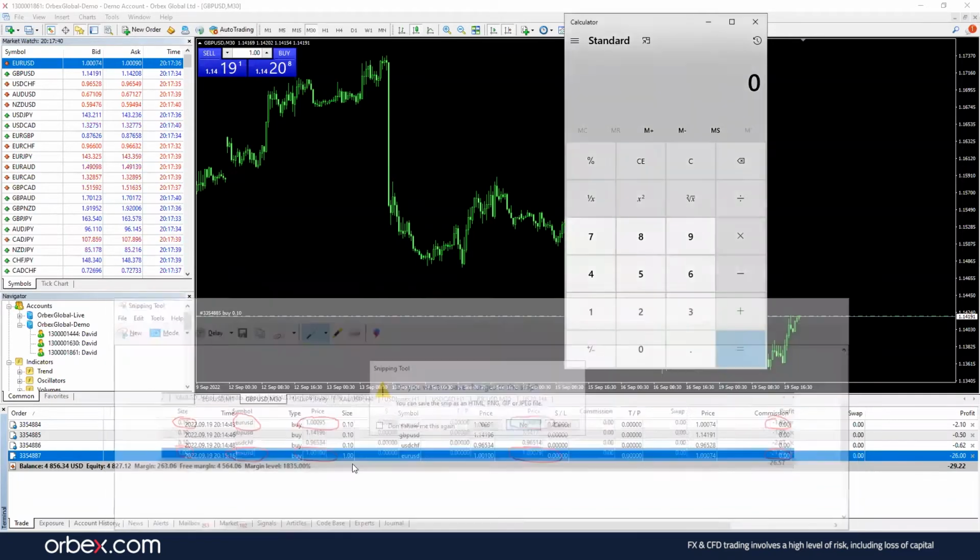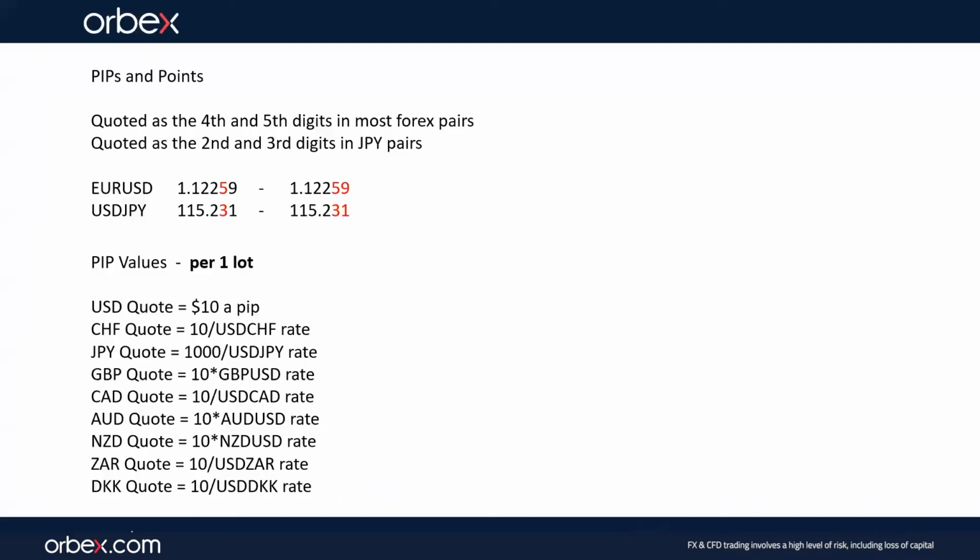And as I said, any questions, please feel free to ask. So we're looking at pips and points. Now, what is a pip and what is a point? So a pip is quoted as the fourth and fifth digit in most forex pairs. And in Japanese pairs, it's quoted as the second and third digits.